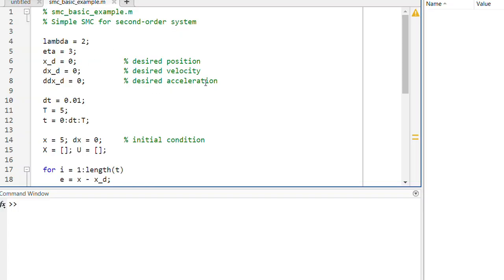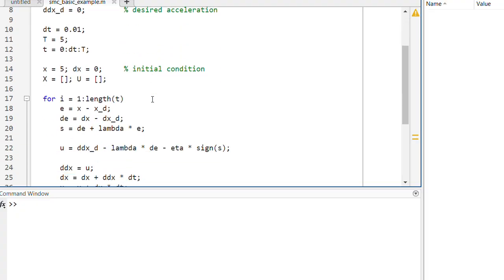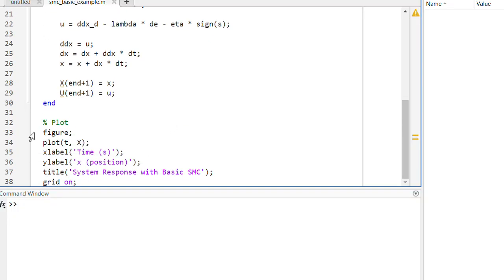Desired position, desired velocity, initial condition, 4, and plot. Okay, let's run the code and look at the position over time.